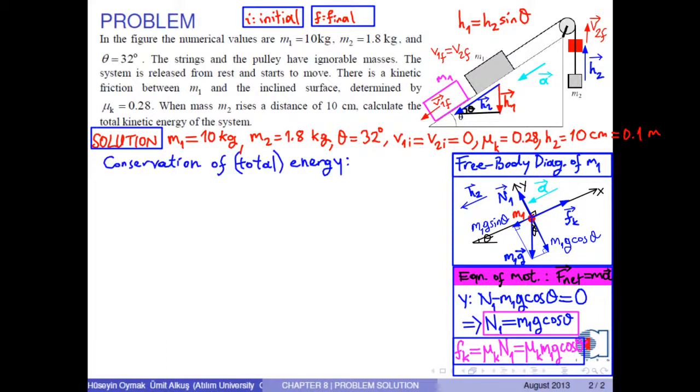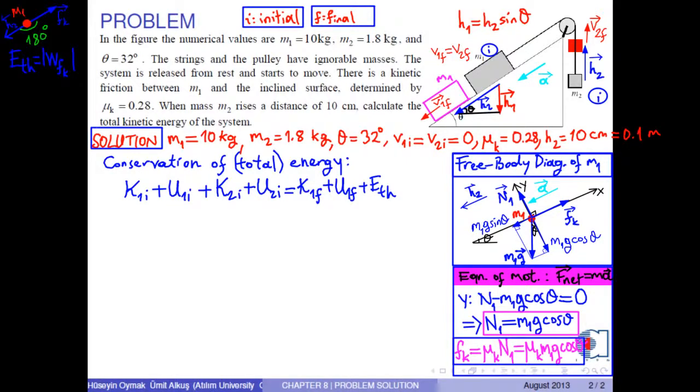Now, we can write the conservation of total energy as the following. The sum of the initial kinetic and potential energies of mass m1 plus the sum of the initial kinetic and potential energies of mass m2, which is equal to the final total energy of mass m1 plus E_TH, where E_TH is the thermal energy due to friction. That is equal to the absolute value of the work done by the frictional force. Namely, the absolute value of Fk dot h2.